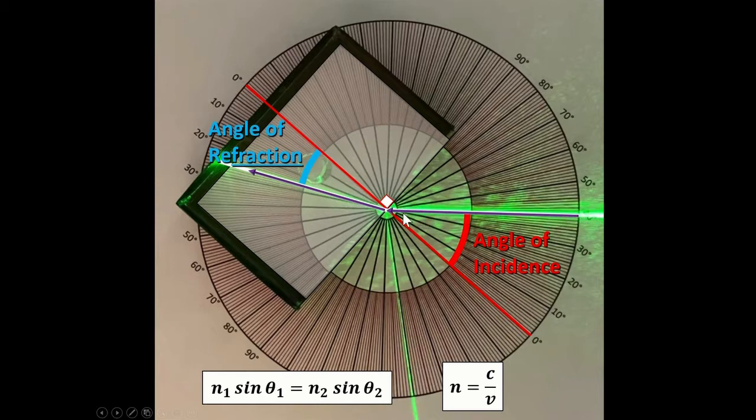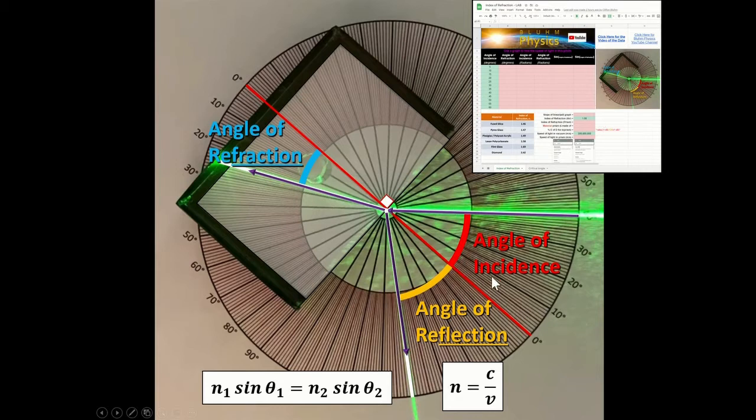Anytime light or a wave goes from one medium to another, some of it's going to refract into the new medium, some of it is going to bounce off and reflect, and we would call that the angle of reflection. The law of reflection states that the angle of incidence would equal the angle of reflection.